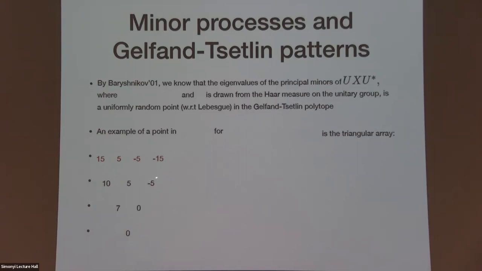But then when you conjugate it randomly and you look at the spectra of the principal minors, you get an interlacing sequence. So this will be less or equal to this. This will be greater or equal to this, and so on for every element. And that cuts out a polytope called a Gelfand-Tsetlin polytope. So when you take a random matrix like this and do this, you get random points from the Gelfand-Tsetlin polytope from the Lebesgue measure, normalized.